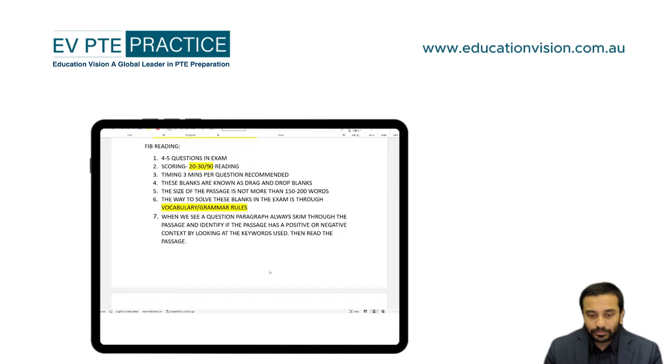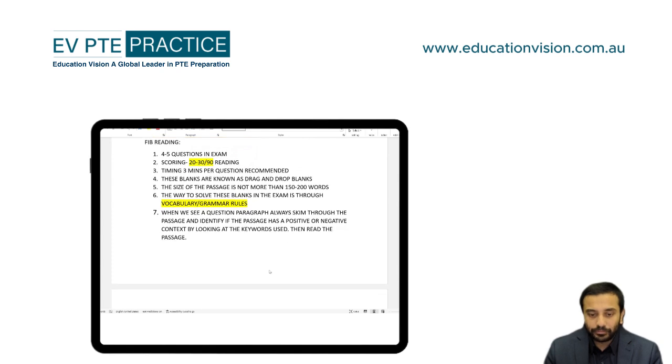Now if we talk about fill in the blanks reading, we get 4 or 5 passages in the exam. The scoring and the timing have already been mentioned. These blanks are known as drag and drop blanks. The size of the passage is not more than 150 to 200 words. There are 2 ways we solve these blanks: the first is with the knowledge of vocabulary and the second is grammar rules.